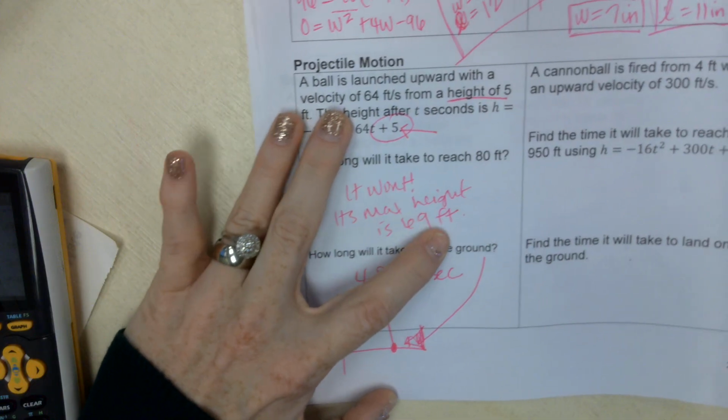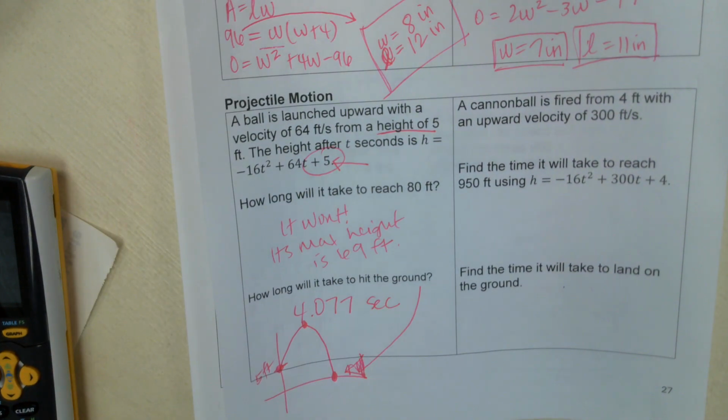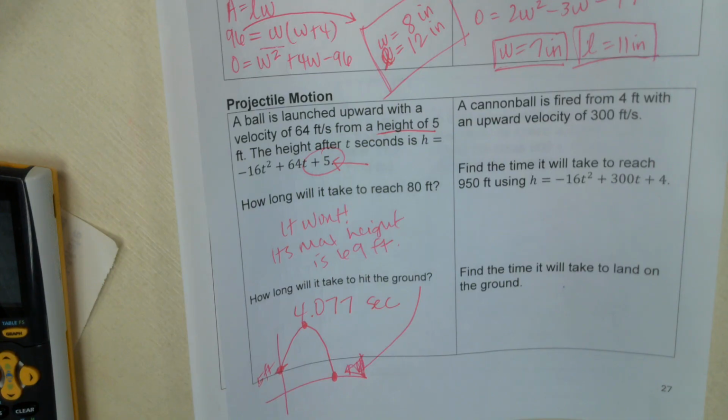Okay, next one. A cannonball is fired from 4 feet with an upward velocity of 300 feet per second. It says find the time it will take to reach 950 feet using this equation. All right, let's see. I'm going to change this to a 300, and then I'm going to change this to a 4.